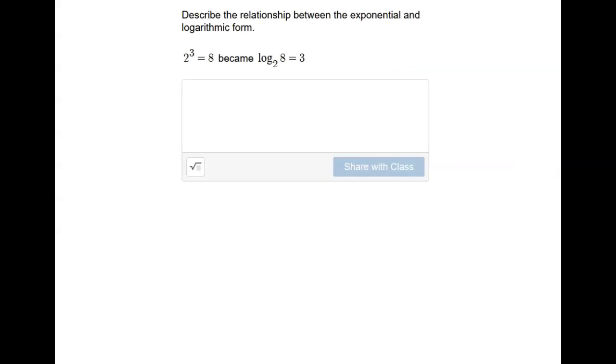Okay, so the relationship between the exponential and the logarithmic form. So the bases are the same. Okay, this is the base of my exponent. This is the base of my logarithm. Notice that those two things are the same. The exponent becomes the answer over here, and the answer for this one becomes the number right after the log on this one. So we have all the same numbers, they're just in different positions. So the big thing to remember is that the base of your exponent is the same as the base of the log.